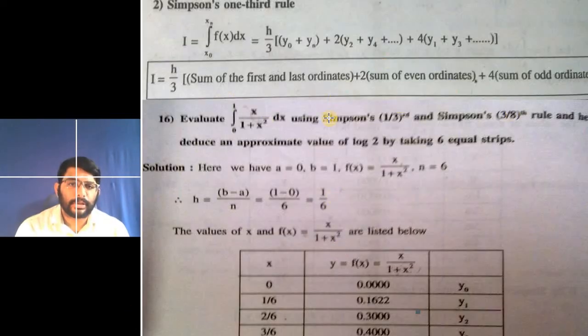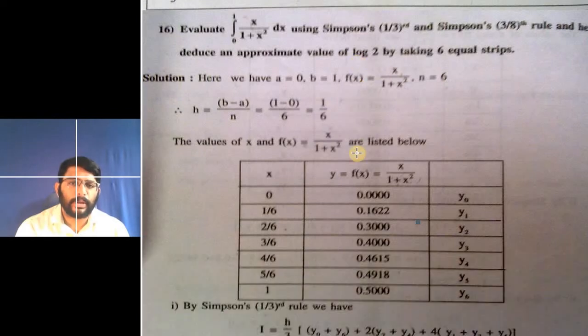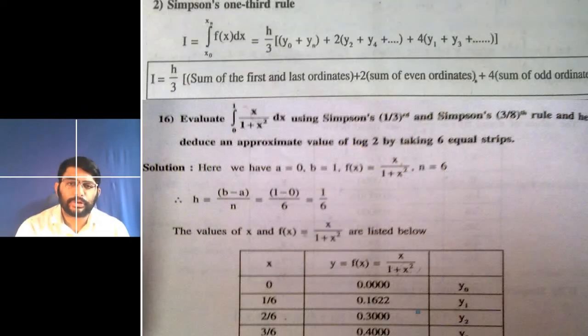This is the given problem, and for this problem we need an equation. You should note down Simpson's 1/3 rule: I is equal to h divided by 3 into y0 plus yn, plus 2 into y2 plus y4 plus y6 and so on, plus 4 into y1, y3 and so on. The meaning of this equation is I is equal to h divided by 3 into y0 plus yn, the first ordinate and the last ordinate, plus 2 into y2, y4.